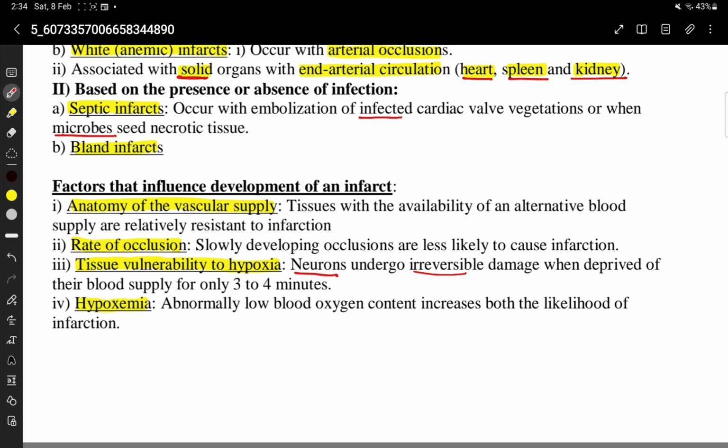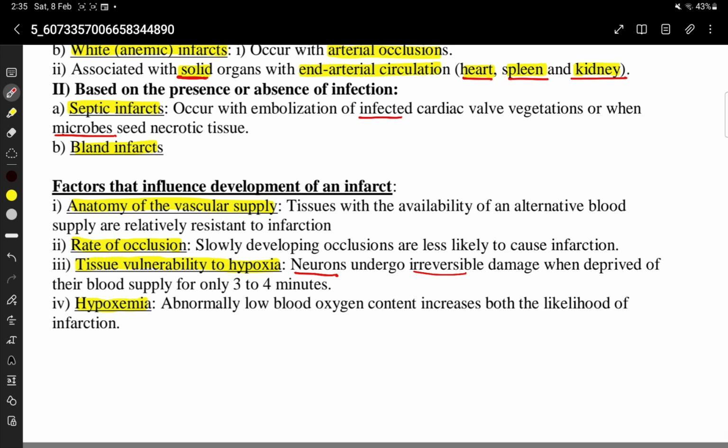Hypoxemia. Abnormally low blood oxygen content increases the likelihood of infarction. Okay, so factors affecting the development of infarct are anatomy of the vascular supply. अगर कोई टिश्यू है जिसके पास ऑल्टरनेटिव ब्लड सप्लाई है, that will be more resistant to hypoxia. सो पहला पॉइंट है anatomy of the vascular supply.